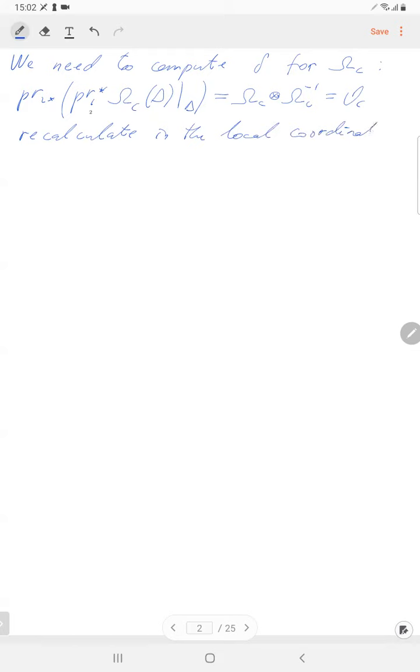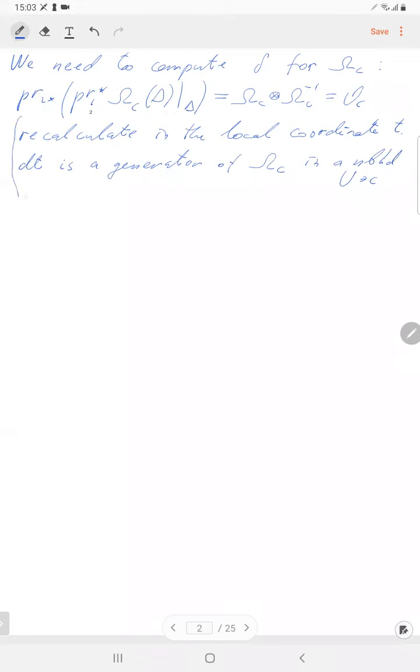coordinate C, coordinate T. Okay. So we know that dT is a generator of omega C, well, in a neighborhood containing this point. And this push pull with twist by the diagonal restricted to the diagonal is the following composition of operations.